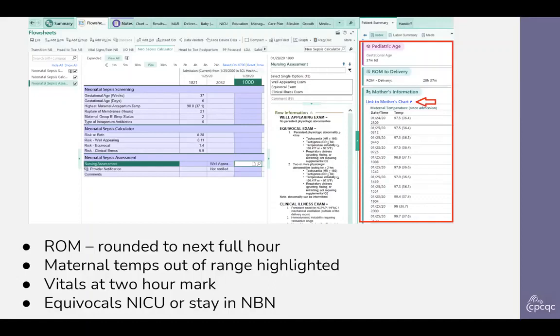And one other point that I always like to make is that equivocals in our workflow are not always transferred to the NICU. That's more of a nurse practitioner or a neonatologist call, based on the clinical picture of the neonate, to decide whether or not that baby goes to the NICU. So our equivocals can go either way. Next slide.